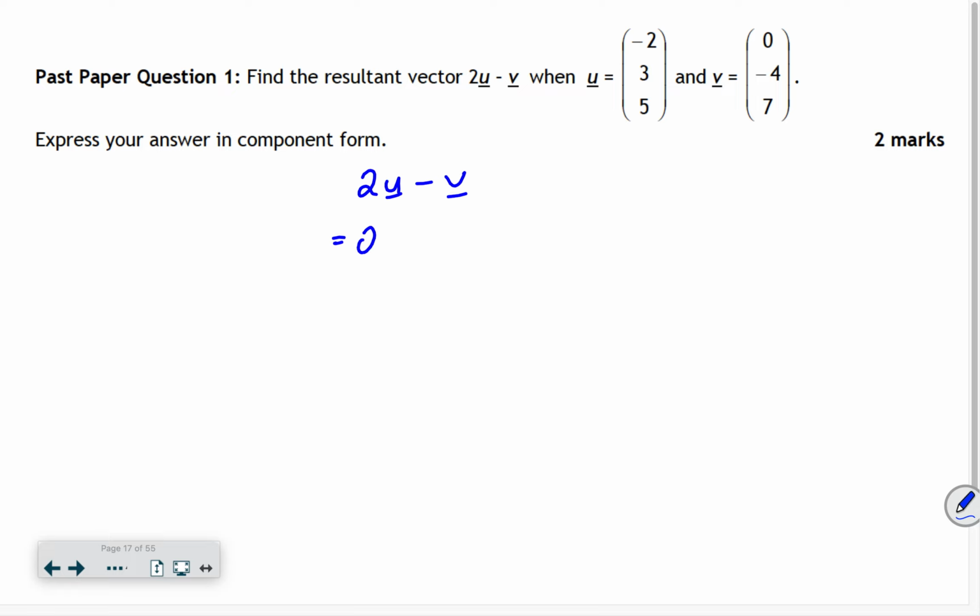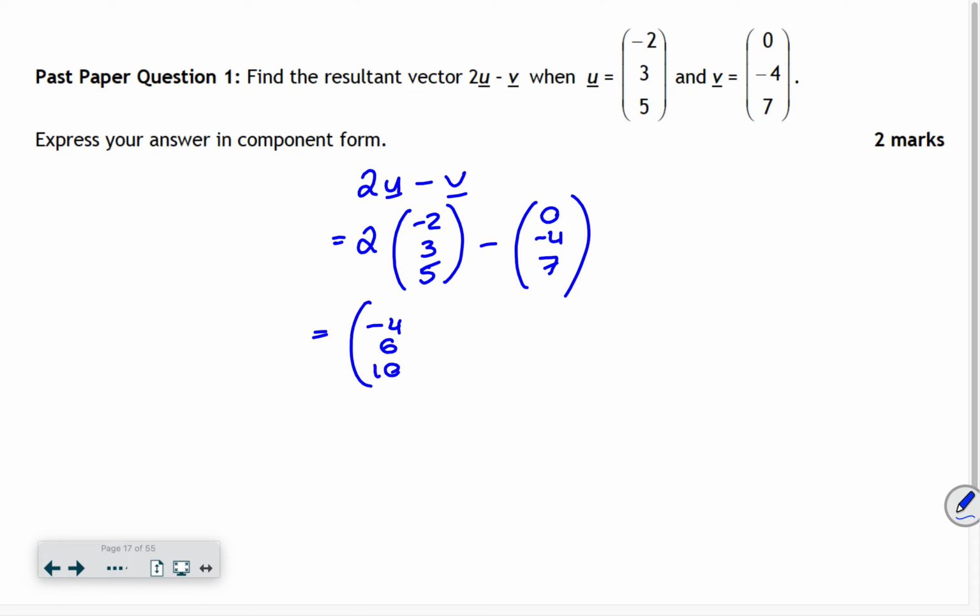so that's just going to be 2 times vector u, which is (-2, 3, 5), take away vector v, which is (0, -4, 7). So that's going to be (-4, 6, 10), take away (0, -4, 7), which will just give me (-4, 10, 3). Okay.